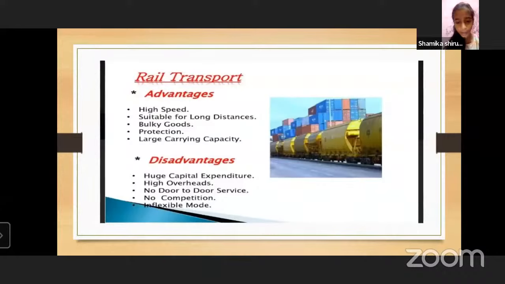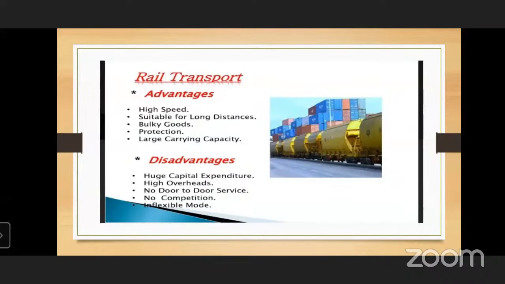High capital expenditure, high overheads, no door-to-door service, no competition, inflexible mode. Yes. So these are the disadvantages. So we have seen advantages. Now we are going to see disadvantages. The main disadvantage is that we cannot give door-to-door service. The train cannot reach our house. So that means it cannot give door-to-door service.